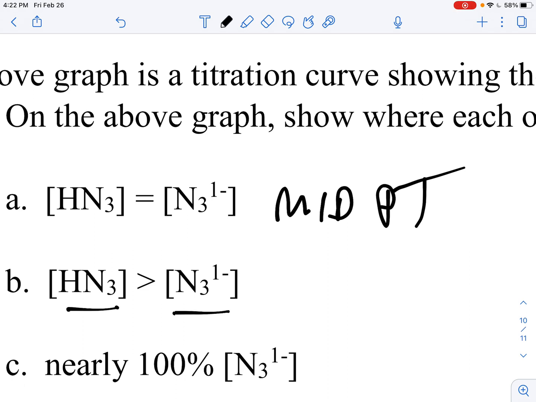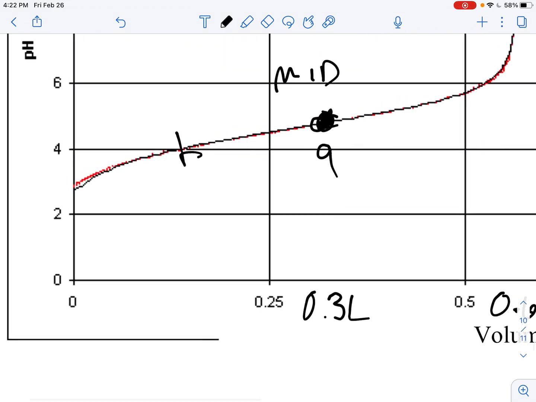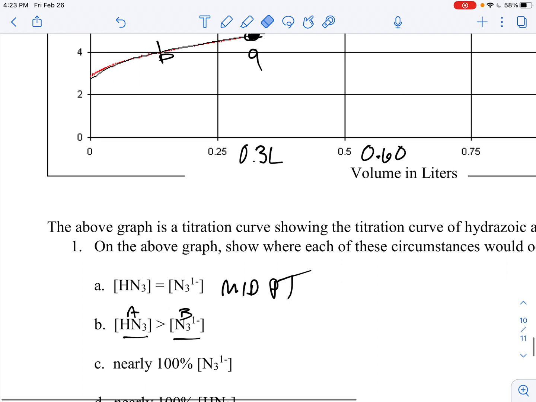Where is it that my acid is slightly more than my base over here? Because again, that's my acid and that's my base. Well, that would be any point along this part of the graph. That would be part B. Any part between here and here would be that.